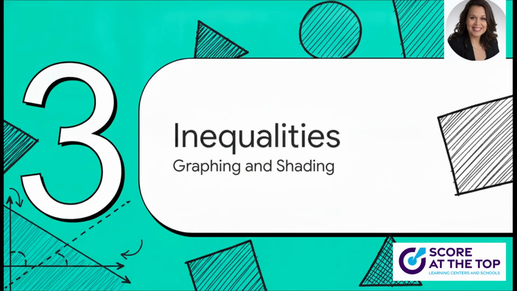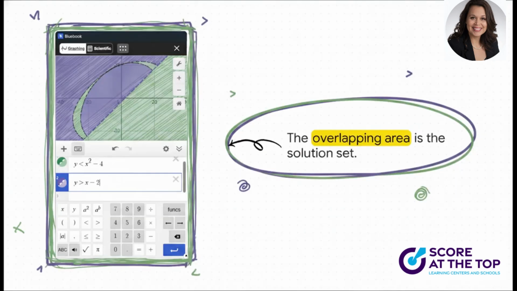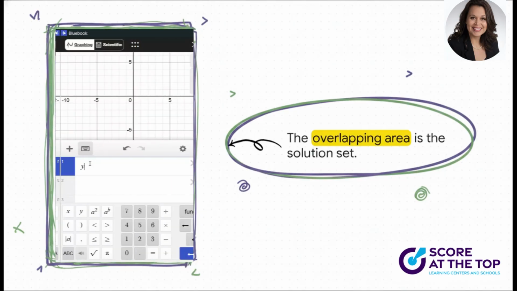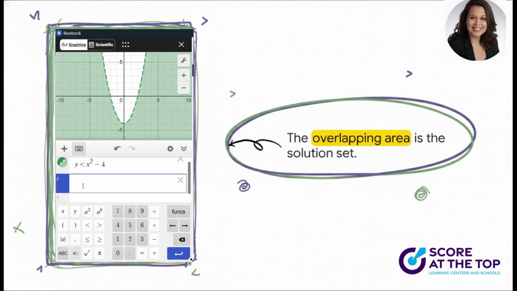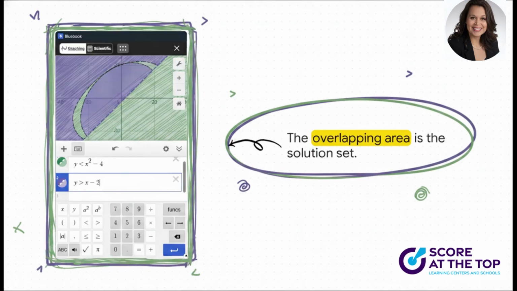Next up, Section 3, graphing and shading inequalities. Now, inequalities are slightly different from your standard equations because they describe a whole shaded region of possible answers. Let's say you type in an inequality, like y is less than x squared minus 4. The calculator immediately shades every single point that makes that true. Add a second one to the mix, like y is greater than x minus 2, and you get another shaded area. The actual solution set is simply where those two areas overlap. Any coordinate sitting in that dark overlapping section right in the middle, that's your winner. It satisfies both inequalities perfectly.